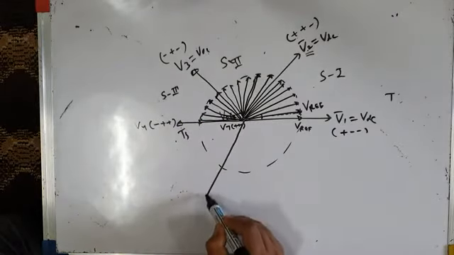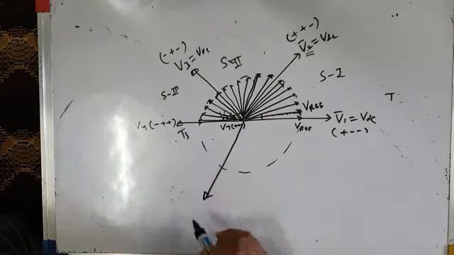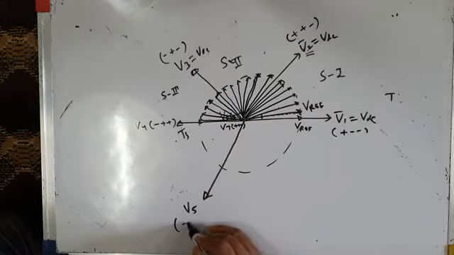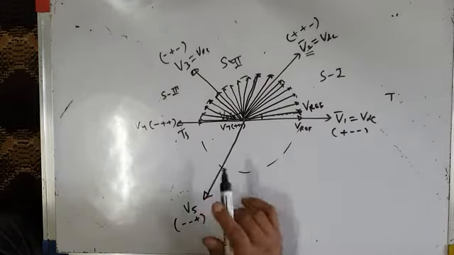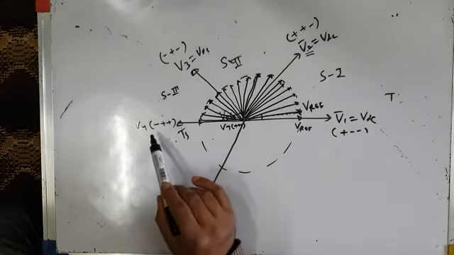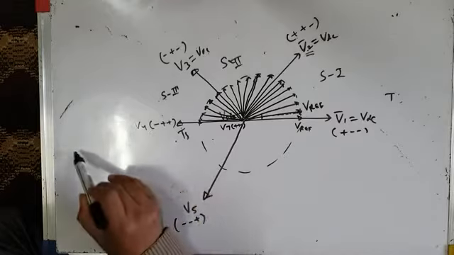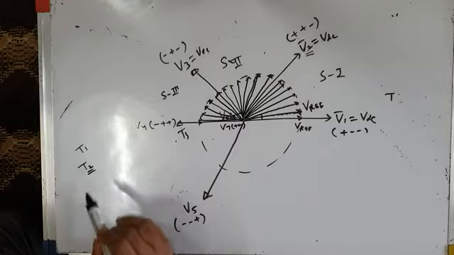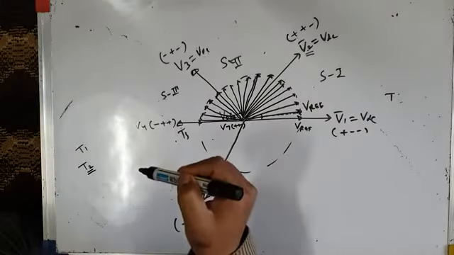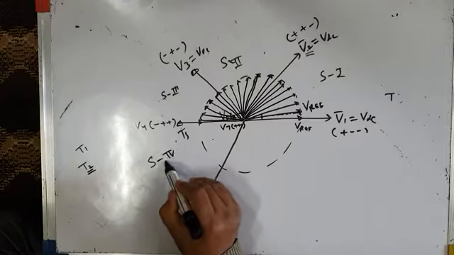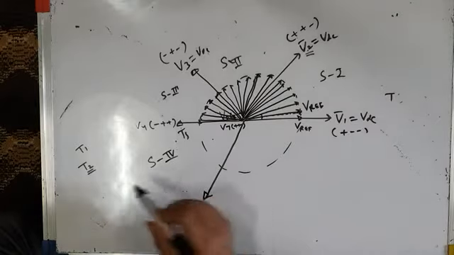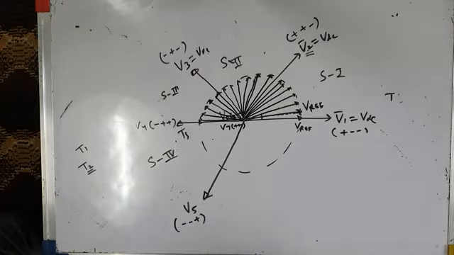Then we have sector 4. Sector 4 is made up of the V4 voltage space vector and the V5 voltage space vector. V5 is minus minus plus. Here also, the V4 voltage space vector will get applied for time interval T1, and the V5 voltage space vector will get applied for time interval T2, given by the same equations which I have already discussed with you, which I have written a few moments back.